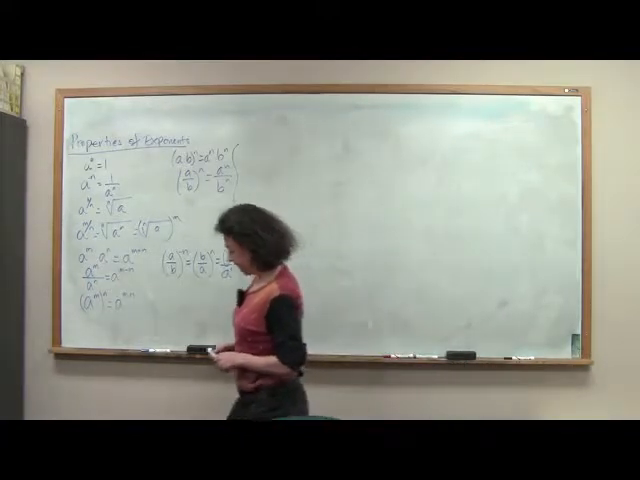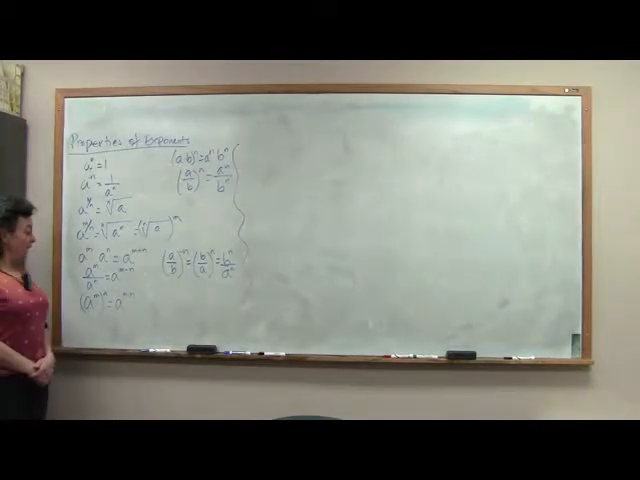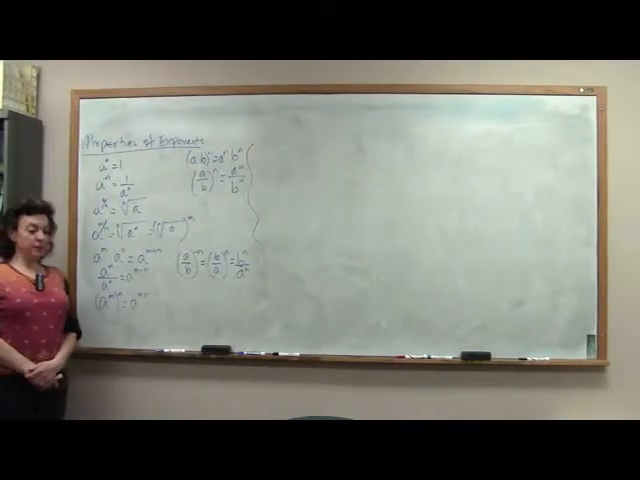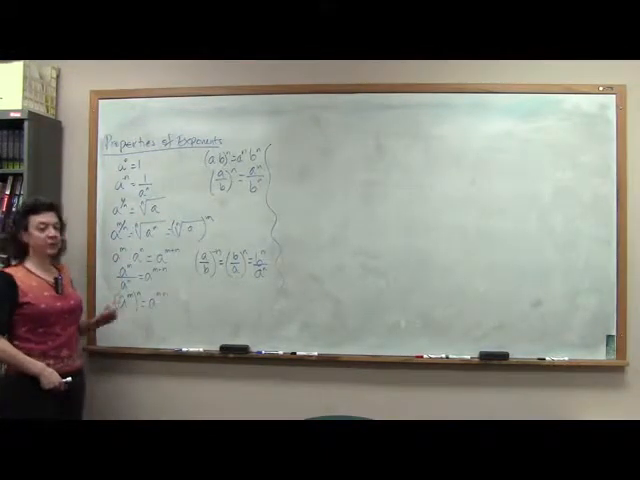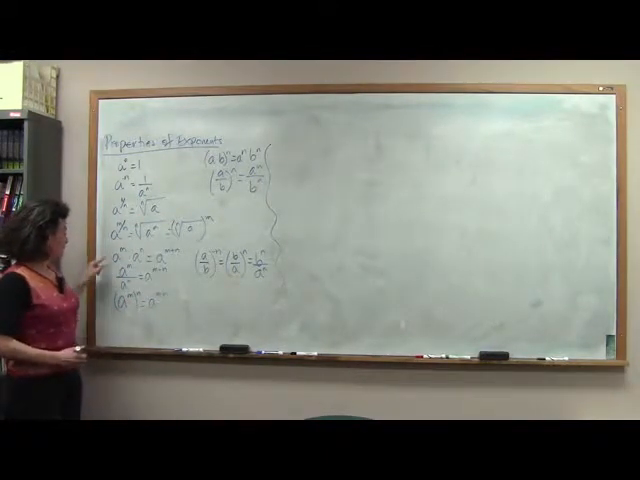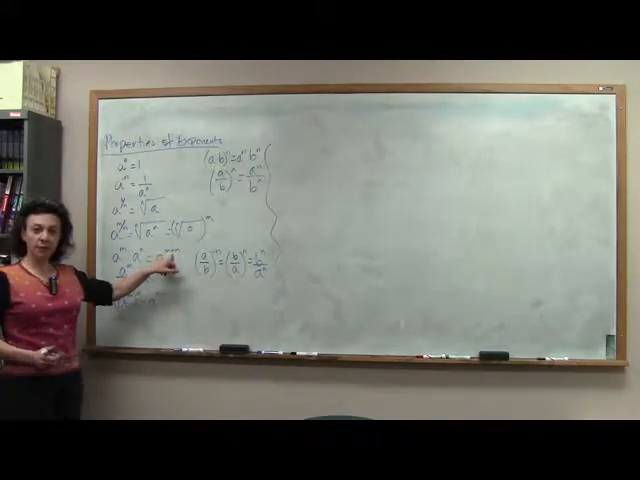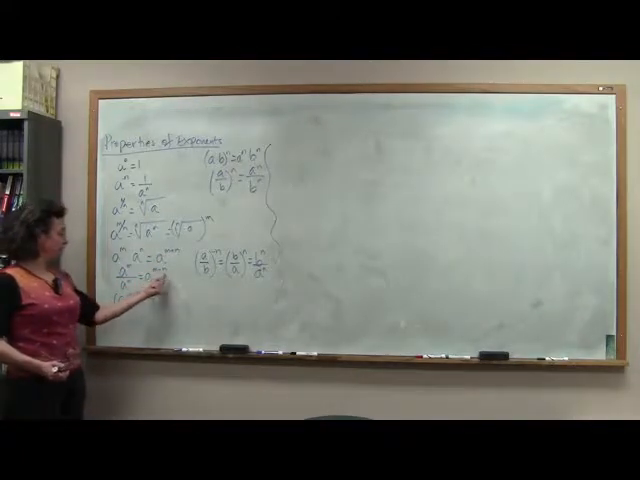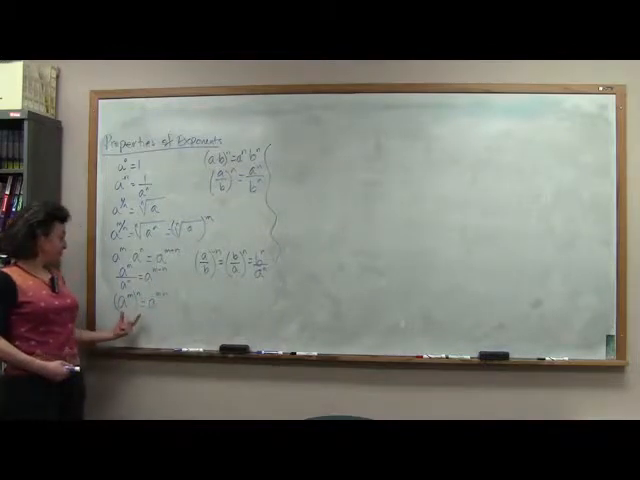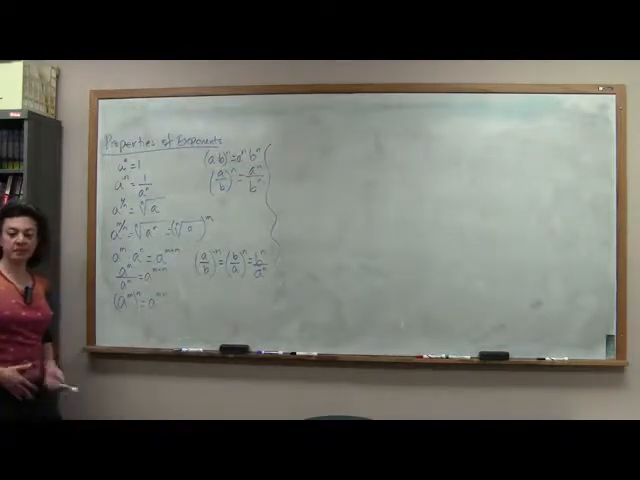I have them already listed over here. My hope is that you're familiar with them. And what I want to do before I go through a bunch of examples is just go through a few of these with you to show you why they're true. For example, notice when you multiply two things with the same base, you add your exponents. When you divide two things with the same base, you subtract your exponents. And similarly, when you raise something to a power, raised to another power, you multiply your exponents.